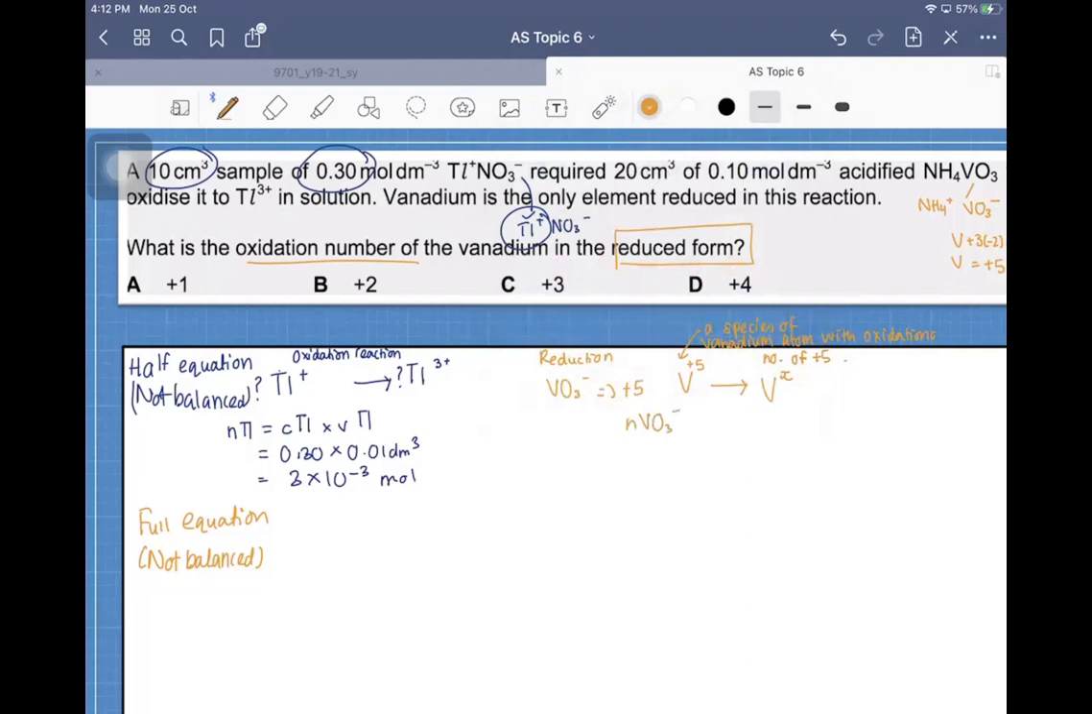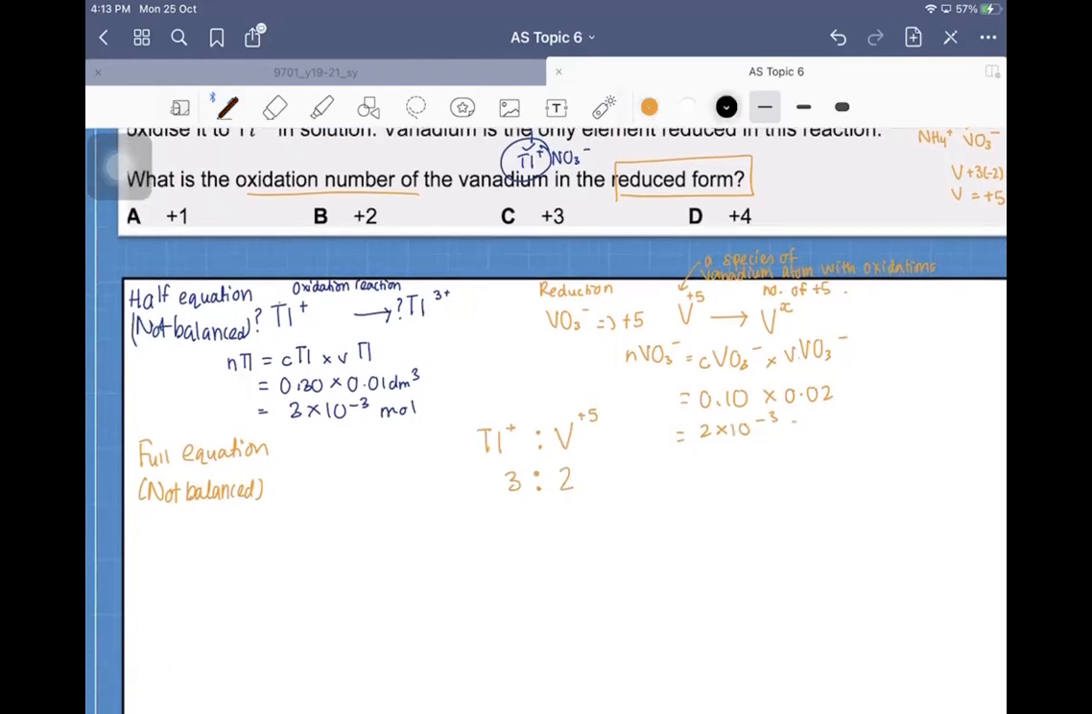Number of moles of vanadium is 0.1 mole per dm cube. I'll start with concentration times volume. So concentration is 0.10 moles per dm cube times 0.02. So that's 2 times 10 to the power of minus 3. So what this number tells us is that the mole ratio of thallium plus and vanadium VO3-, or my vanadium with an oxidation number of +5, is 3:2. Okay, so I write down the full equation using a different color so you don't get confused.